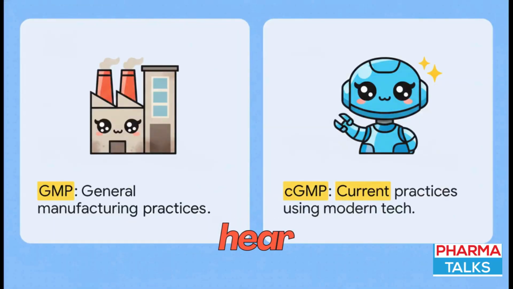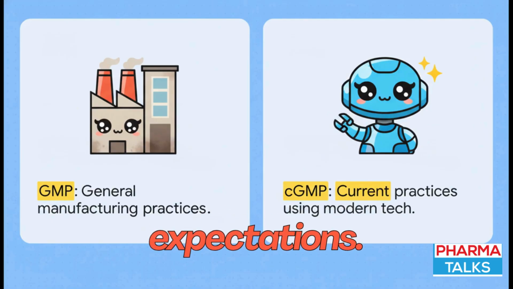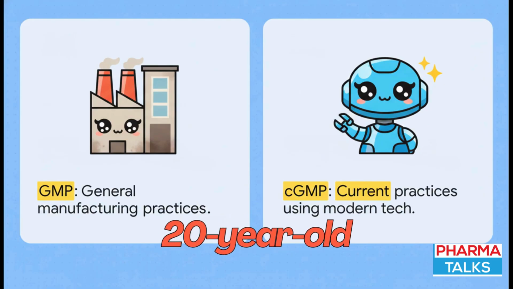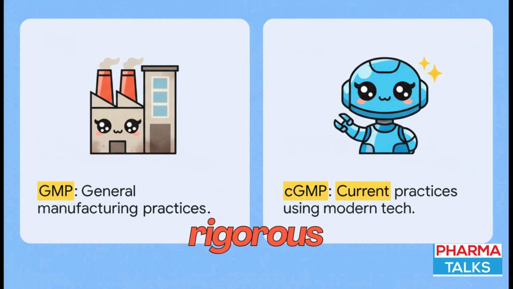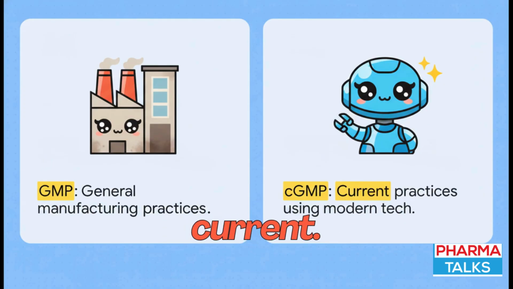Now, you'll often hear GMP and CGMP used totally interchangeably, but there's a vital distinction here you really need to grasp. GMP refers to the general practices, sure, but that little C in CGMP, that stands for current. And that is a legally binding commitment. It means you're keeping your controls, your documentation, and your risk thinking entirely current with modern technology and modern expectations. Basically, you can't rely on 20-year-old legacy systems to pass today's rigorous inspections. You have to stay current.